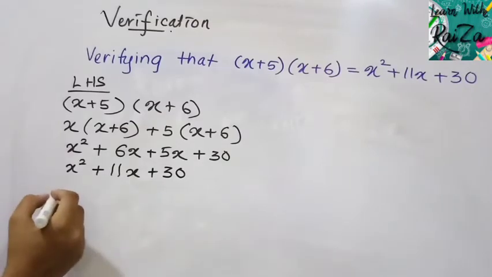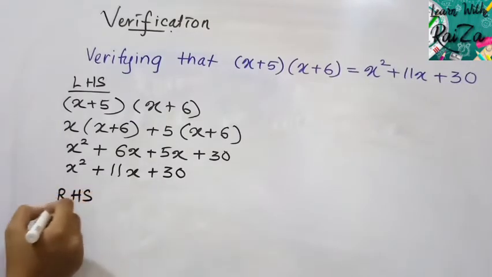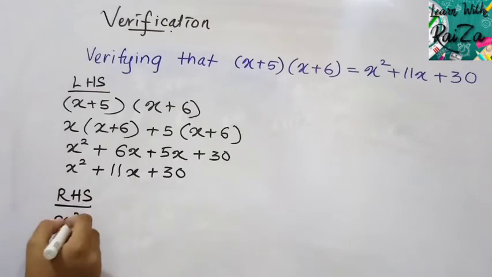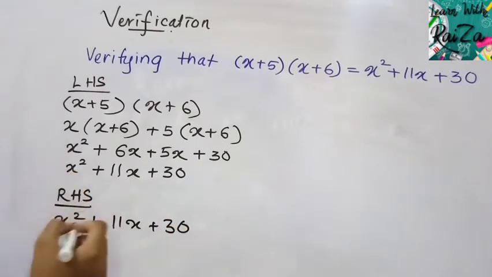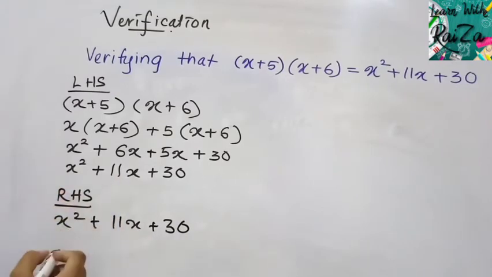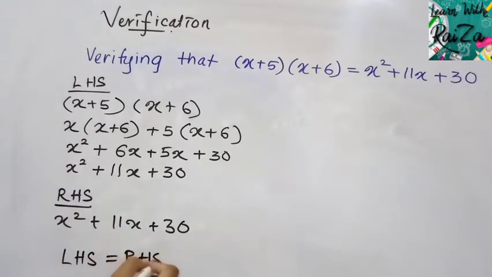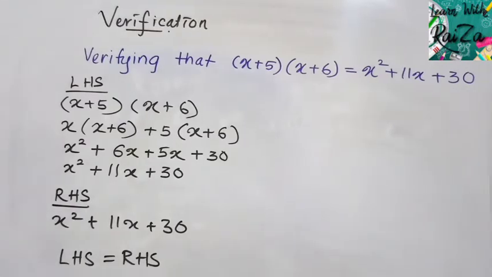Now let's consider the right hand side, right? They have given you x squared plus 11x plus 30. Okay, they are equal now. Can you see they are equal? So both the left hand side and the right hand side are equal. Therefore, it's absolutely correct. If you want to expand this also, that can be done. You will learn it later in your higher classes.